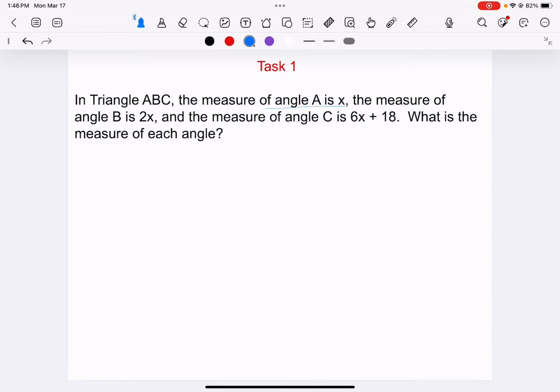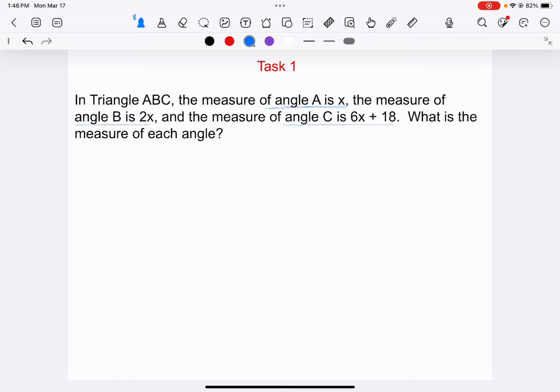This lesson is finding the measure of interior angles of a triangle. In triangle ABC, the measure of angle A is x, the measure of angle B is 2x, the measure of angle C is 6x plus 18. What is the measure of each angle?